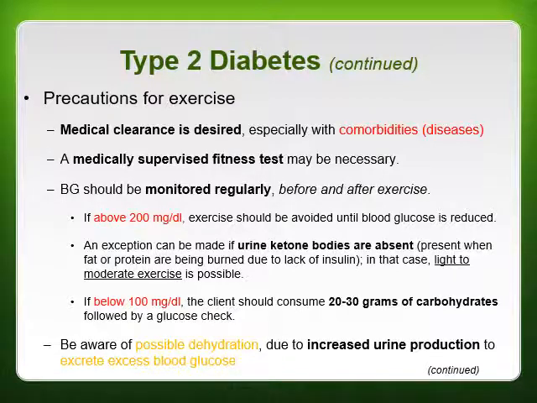Be careful, though, because it could result in possible dehydration. Diabetics that are on some medications might have increased urine production to get rid of the excess blood glucose. Their body is going to sense that there's too much of it, so it's going to do whatever it needs to get rid of it. If that's the case, they could become dehydrated, and that can interfere with their workouts as well.